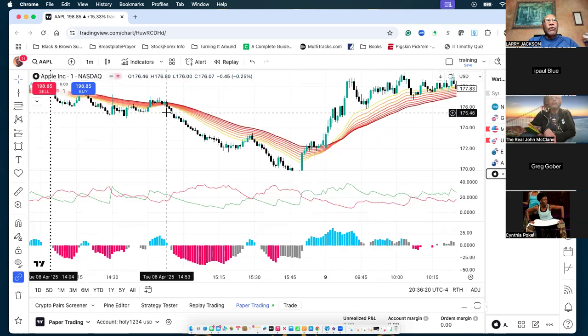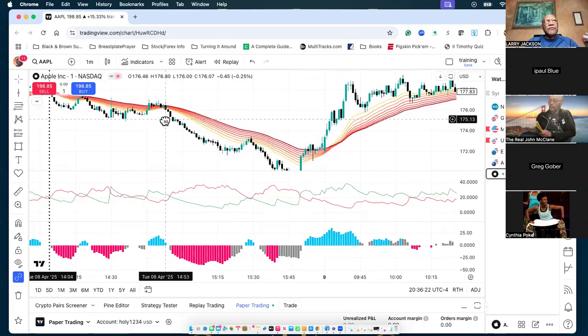If this is my ribbon, I've just come out of the ribbon. I want to be two ticks away from it, if you will. I want to get away from the ribbon before I even enter. And I want my DMI to have crossed, and I want my QQE to be at the neck going under the zero line. Did everybody catch what I just said?